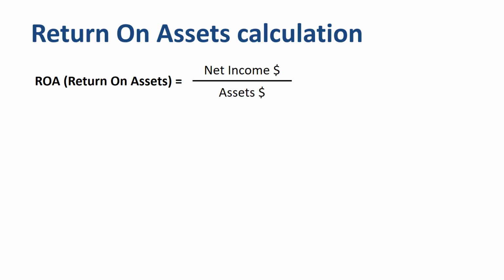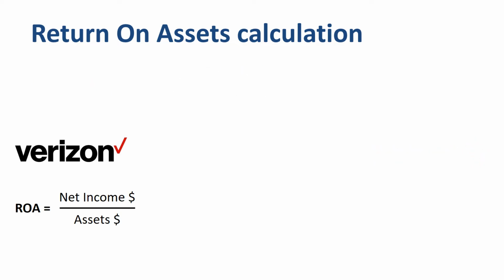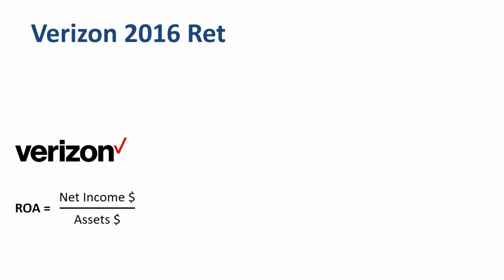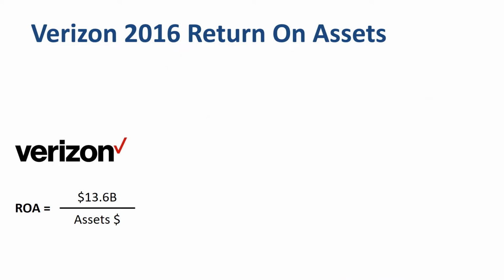Let's perform the ROA calculation for two well-known American companies from very different industries. Telecom company Verizon and retail company Walmart. Let's start with Verizon. We need Verizon's net income number, so let's take a look at the income statement and take the most recent full year, 2016. The net income for Verizon in the 12 months of 2016 was $13.6 billion, which is the numerator in our ROA equation.